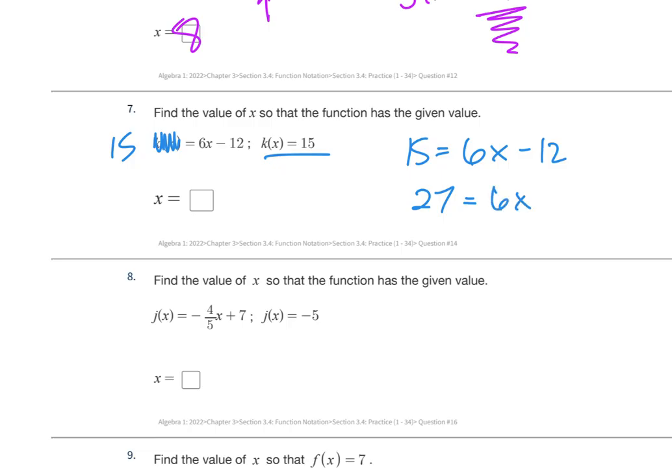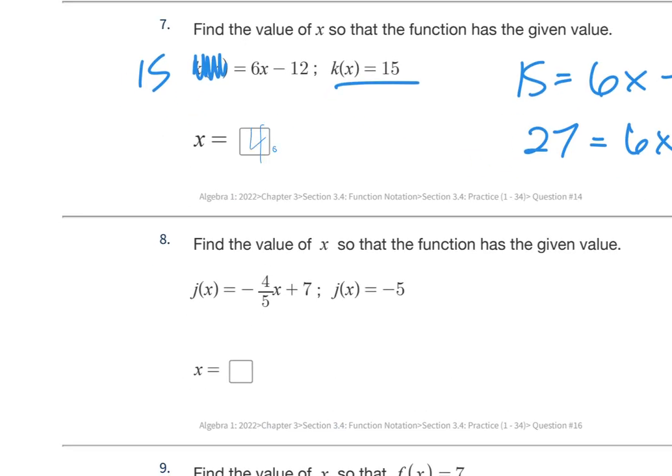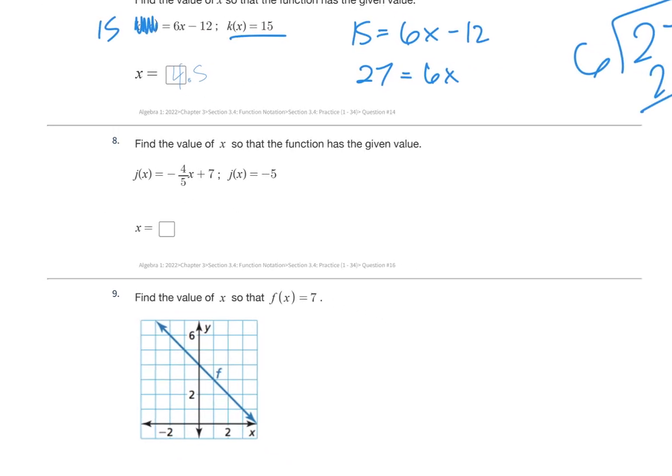Let's see. Well, I guess I gotta do some math here. 6 times 4, 24. Oh, 4.5. Gotcha. 4.5.